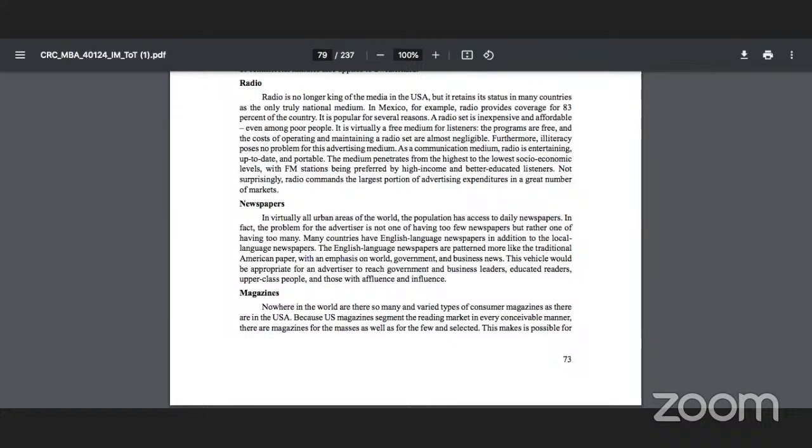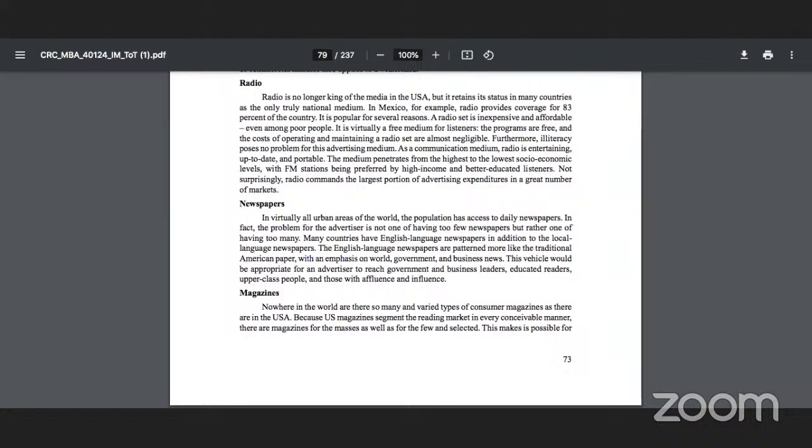Similarly, in Mexico, for example, radio provides coverage for 83% of the country, which is huge, and it's popular for several reasons. A radio set is inexpensive, it is affordable by most, it is virtually a free medium for listeners, programs are free, and the cost of operating and maintaining a radio is almost negligible. And then illiteracy does not apply to radio. You don't need to be highly literate to enjoy listening to a radio. And as a communication medium, radio is entertaining, up to date, and portable.